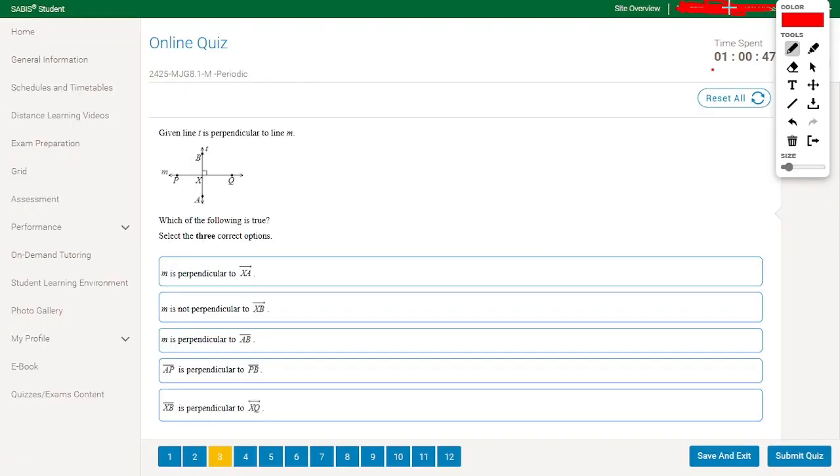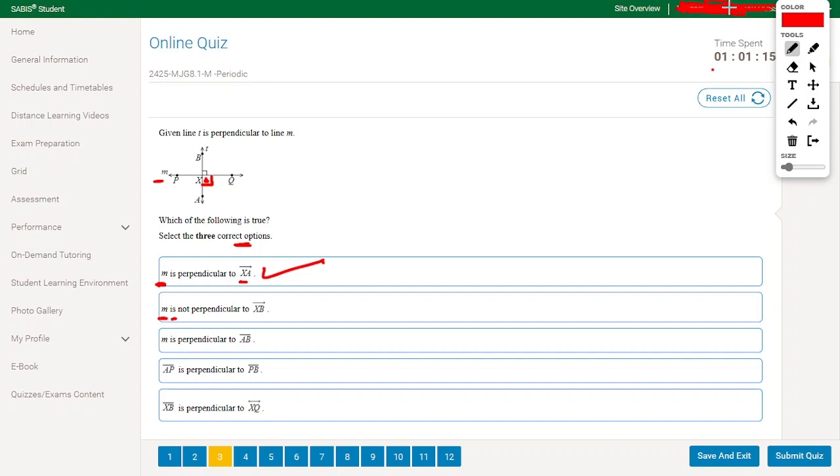Given line T is perpendicular to line M, so the angles between them are 90. Now, which of the following is true? Select the three correct options. Now, this is line M, which is perpendicular to XA. This is 90, so this is the right answer.